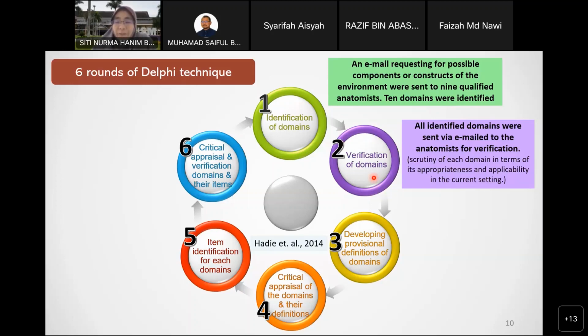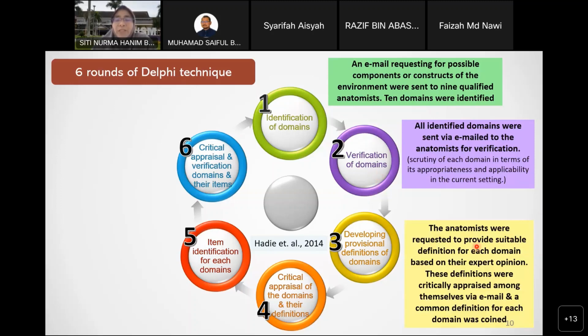And in round 3, we requested anatomists to provide definition for each domain. Initially, it was independently, based on their expert opinion. But once we got the list of definitions, we asked them to critically appraise these domains among themselves. And this was done via email until a common definition for each domain was coined. So these 3 rounds were conducted via email because this study was conducted in 2013.